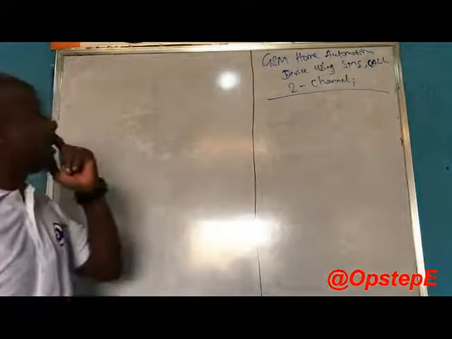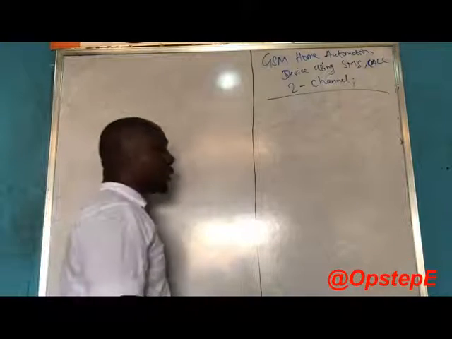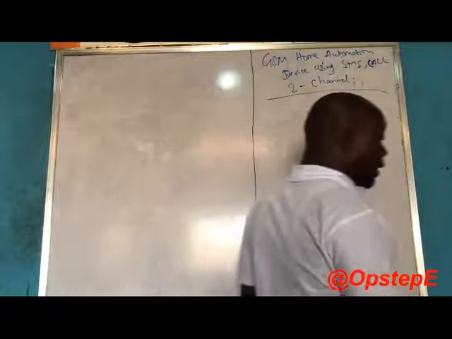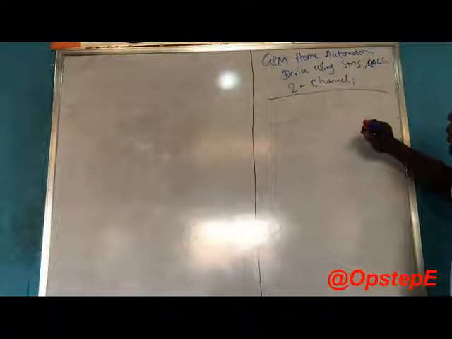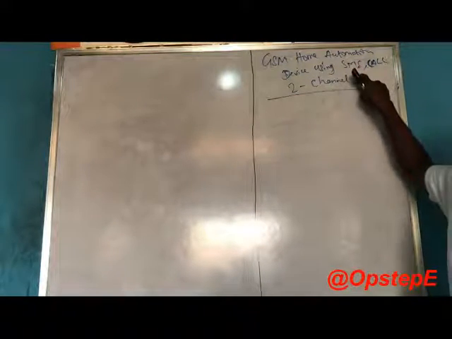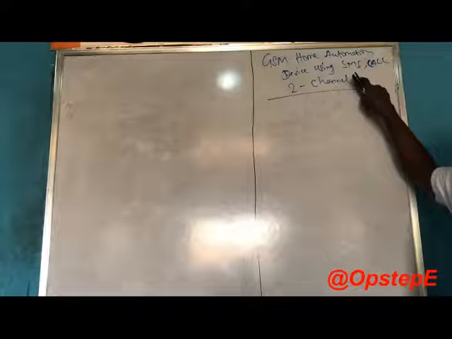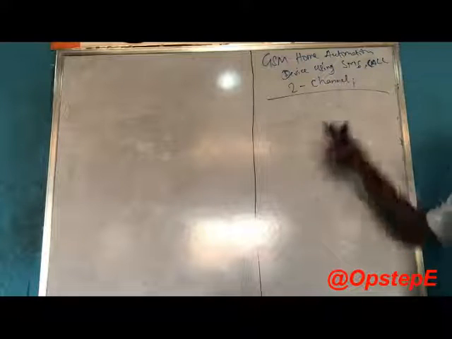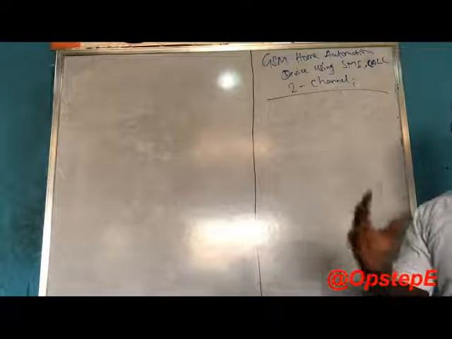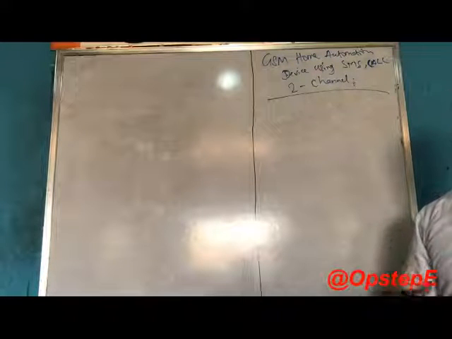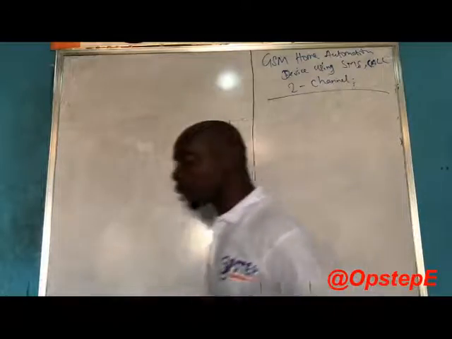So the intent is first that the system is supposed to be GSM operated. If it's not GSM operated, then there's no way it's going to be able to carry out the operation of receiving SMS or sending SMS, or the operation of receiving a call or even calling. And it's supposed to be two channels. So two channels will mean that we have two states or two control points.